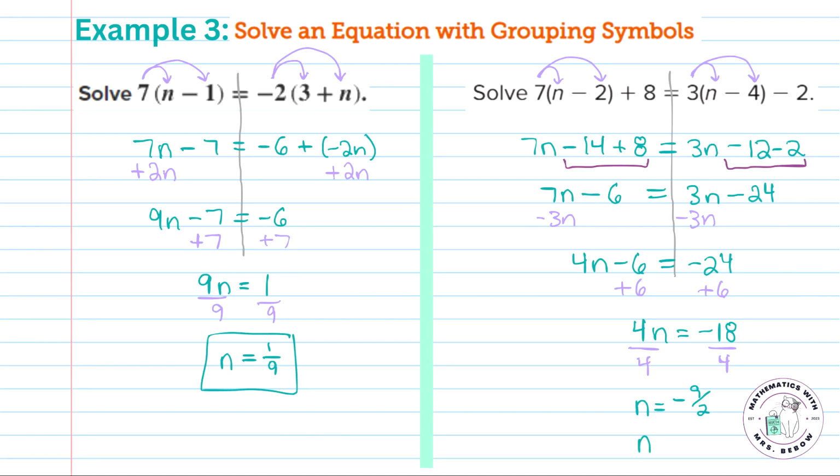So this is going to be negative 4.5. Or you could write that as a decimal, right? You could put 4.5, 4 and 5/10. That would work as well.